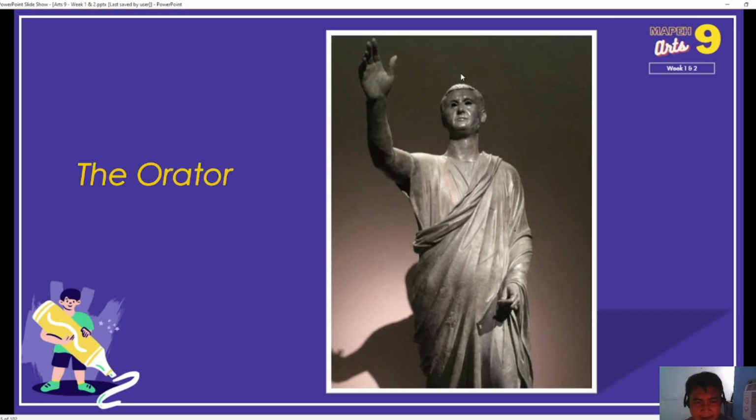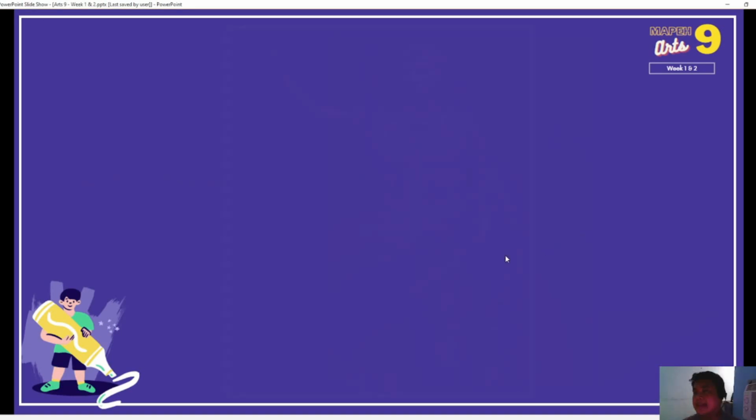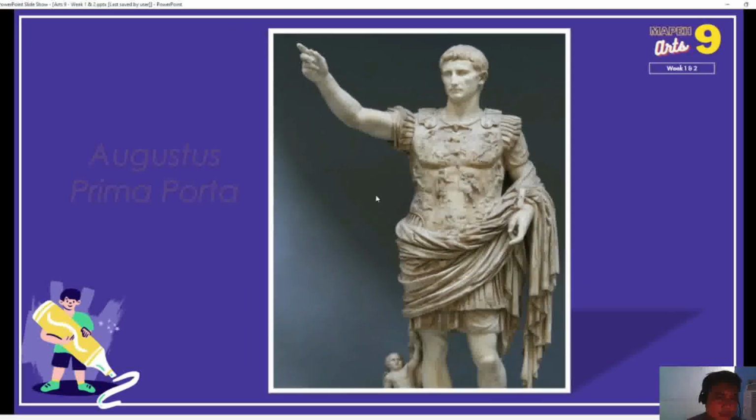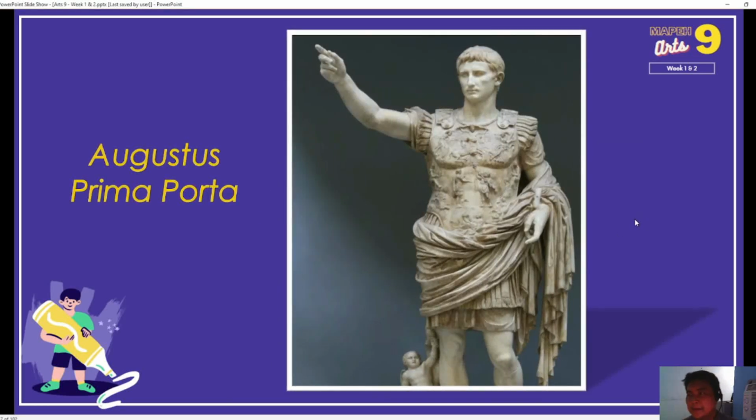Look at the realistic details. And last we have one of the great emperors of Roman Empire, none other than Julius Caesar. This one is called Augustus Prima Porta.